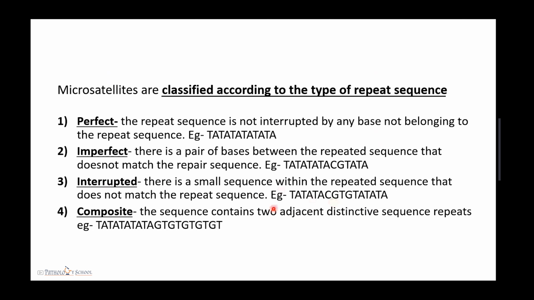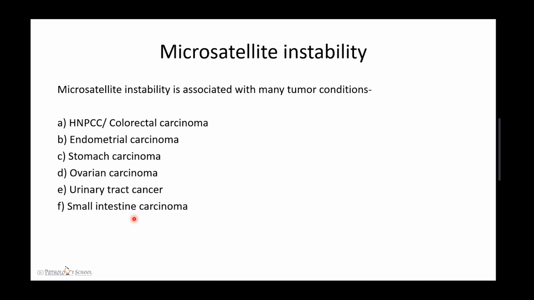So here we can see one sequence followed by another different sequence and then followed by the previous sequence. And composite is two adjacent distinctive repeat sequences. So this is one repeat sequence and adjacent to it is another repeat sequence. Now, microsatellite instability. What can happen if there is a microsatellite instability?